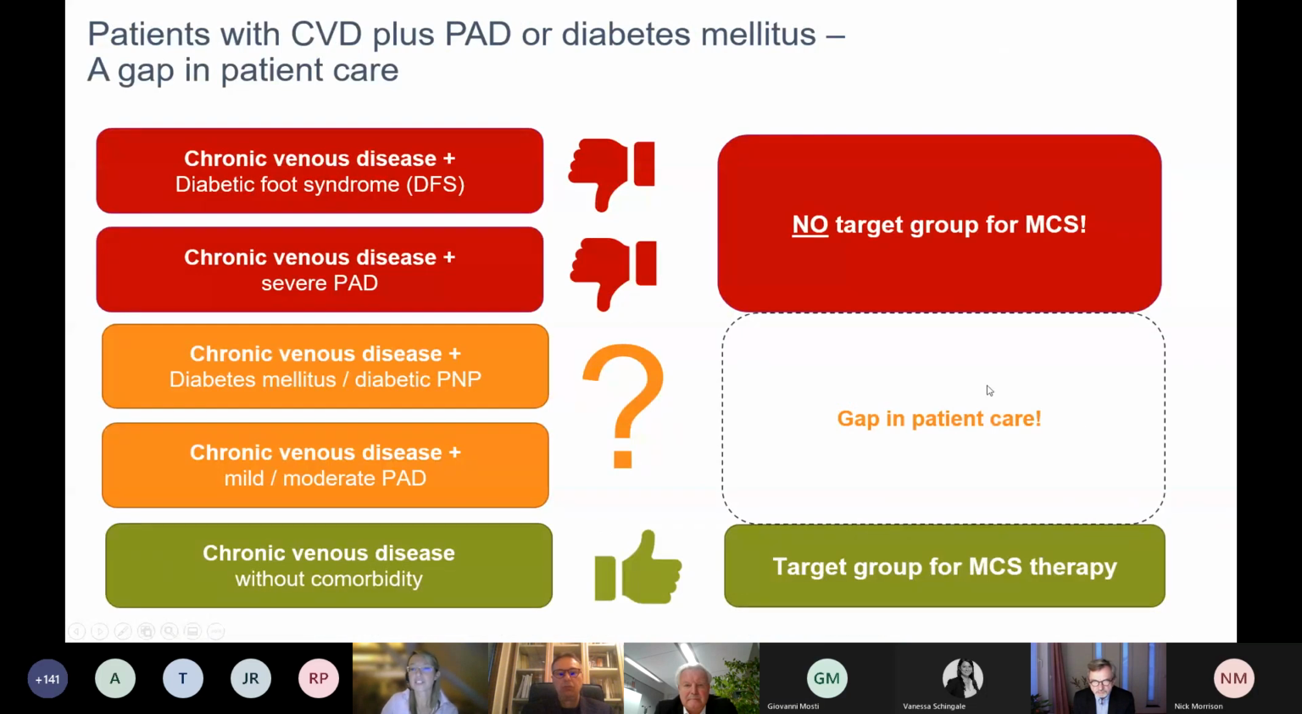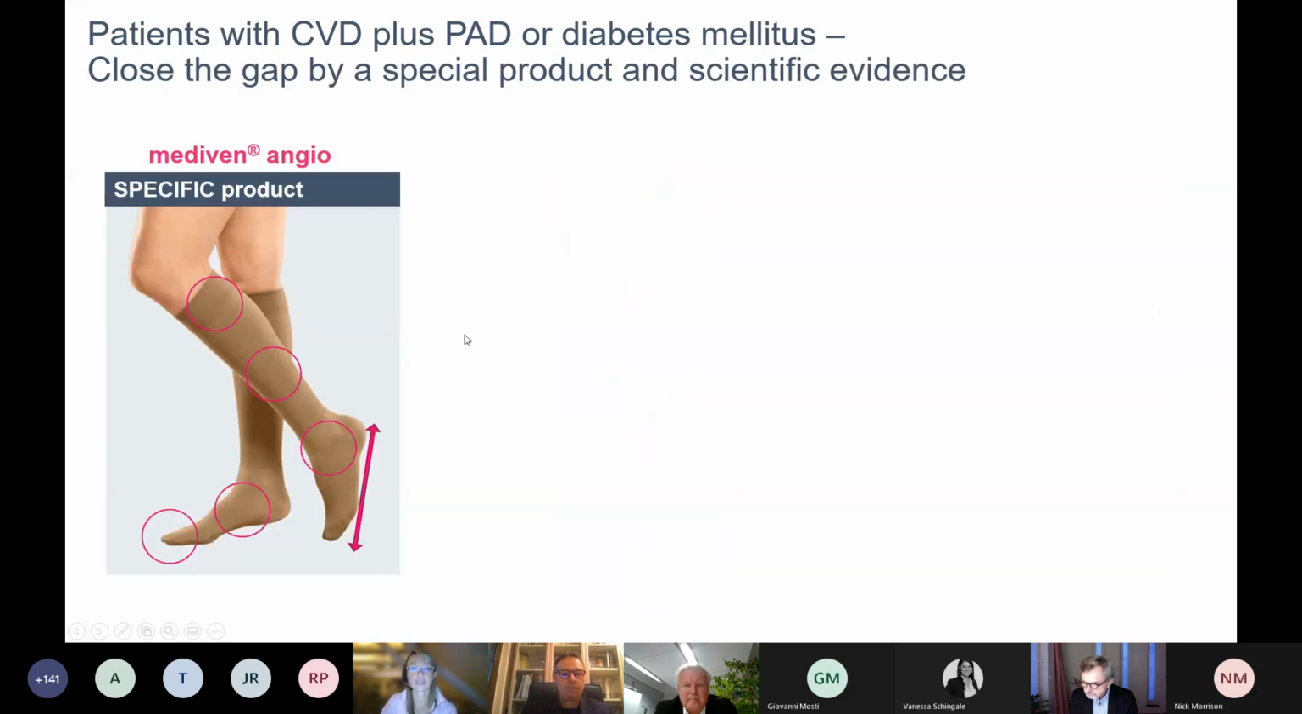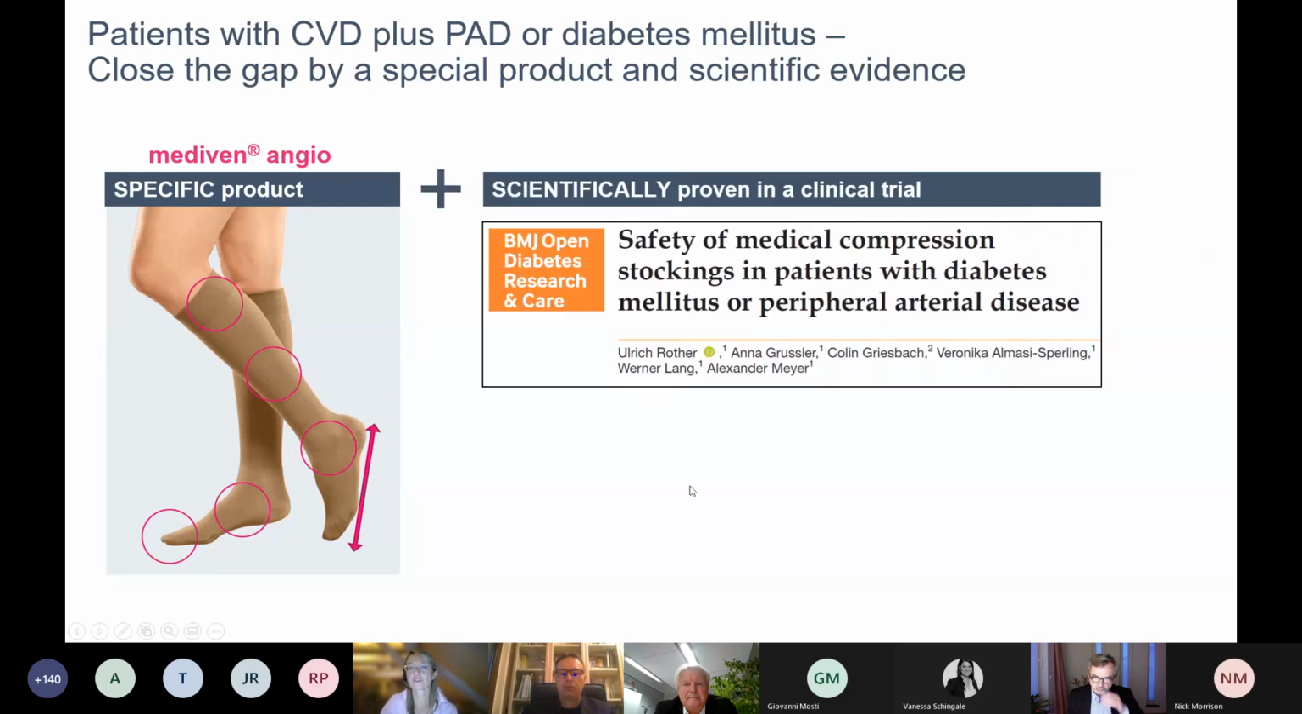And therefore, unfortunately, we still have this gap in patient care, also due to the lack of scientific data for these patients suffering from a chronic venous disorder on the one hand, but co-suffering from diabetes mellitus and diabetic PNP, and also in patients with chronic venous disorders and mild to moderate PAD. And therefore, of course, we need a solution, and I think we need an overall, global approach, and therefore we designed a specific product, namely the Medivin Angio, and this specific product has unique product features which perfectly fit the patient needs in patients with PAD and diabetes mellitus. But of course, on the other hand, we also need scientific evidence. And therefore, we have proven this specific stocking Medivin Angio in a clinical trial.